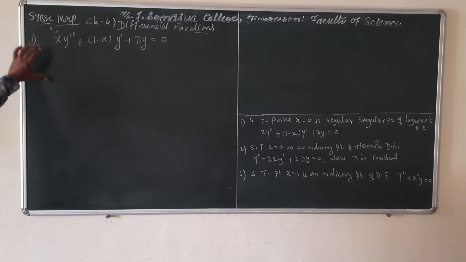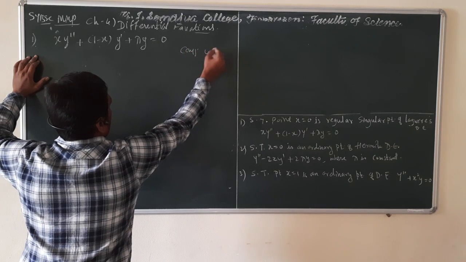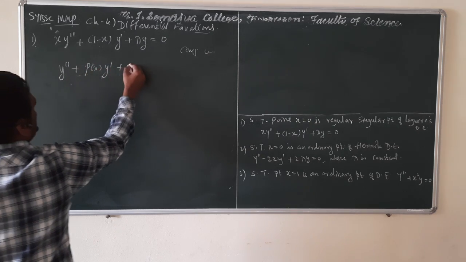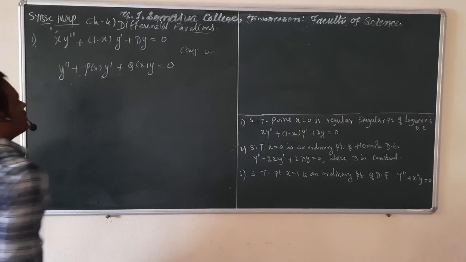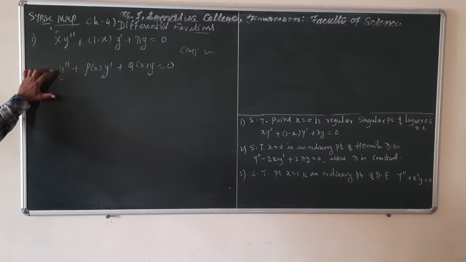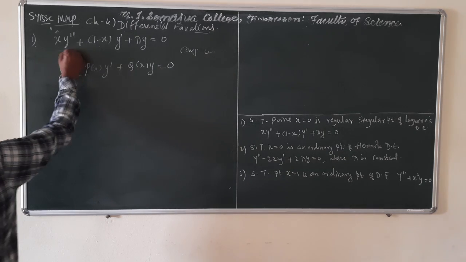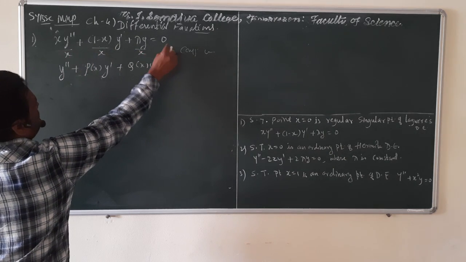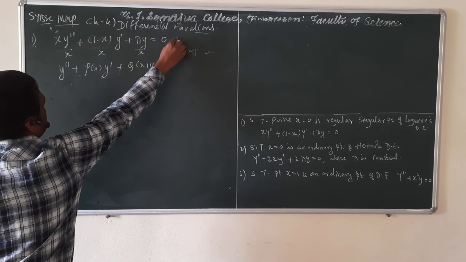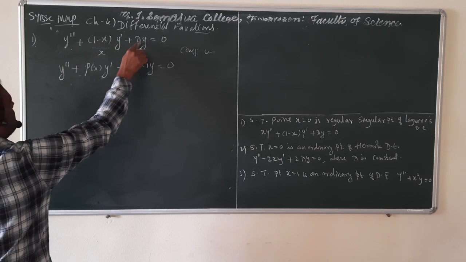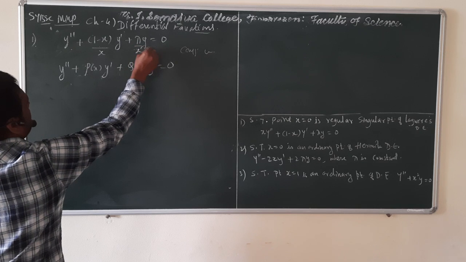Now we have to compare this differential equation with y double dash plus p of x y dash plus q of x y is equal to 0. In this equation, the coefficient of y double dash is 1, but here the coefficient is x. So we have to divide this equation by x. If we divide this equation by x, 0 by x is still 0, and x upon x is 1. So here we get y double dash plus (1 minus x) upon x, y dash plus lambda upon x into y is equal to 0.